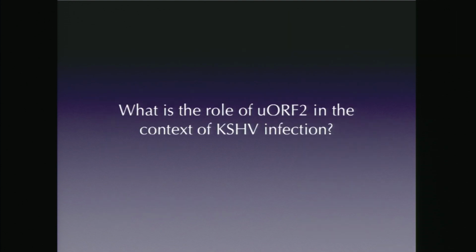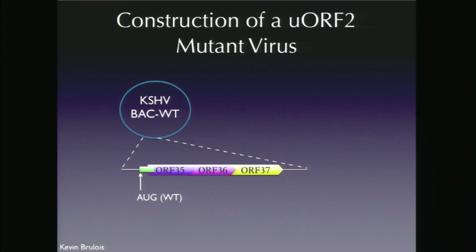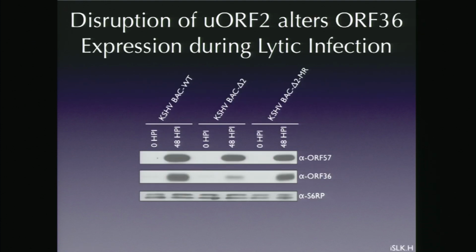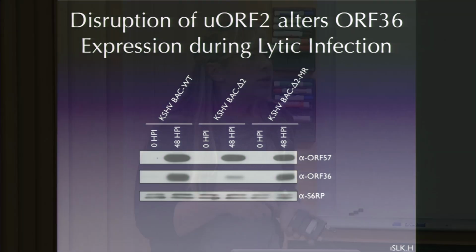Finally, we wondered what was the role of this uORF in the context of an entire KSHV infection. So we collaborated with Kevin Brula, a graduate student in Jay Zhang's lab at USC, to make a single nucleotide change in the uORF in the KSHV BAC system. So we disrupted the uORF and made the corresponding marker rescue. We generated cell lines with each of these 3 BACs, which each lytically reactivated as indicated by markers of the ORF57 protein. And while ORF36 expression was readily detectable in the wild type and the marker rescue, there was a strong defect in 36 expression in the uORF2 mutant, confirming that this uORF is critical for the ORF36 encoded viral protein kinase during KSHV infection.